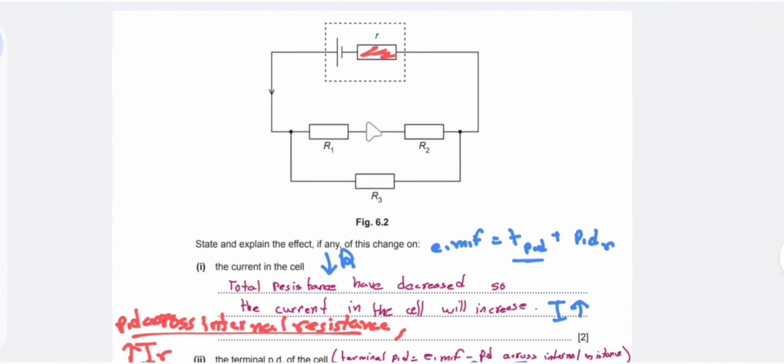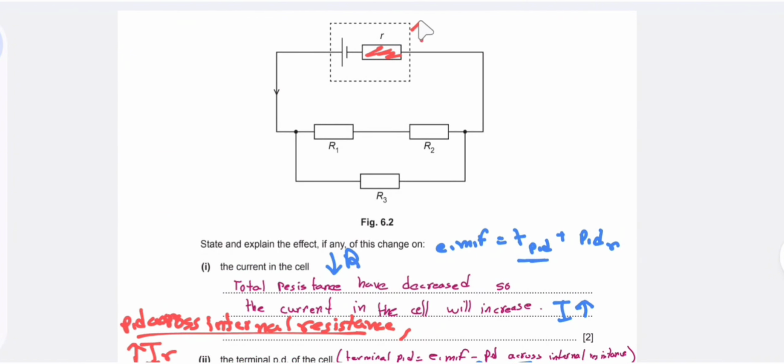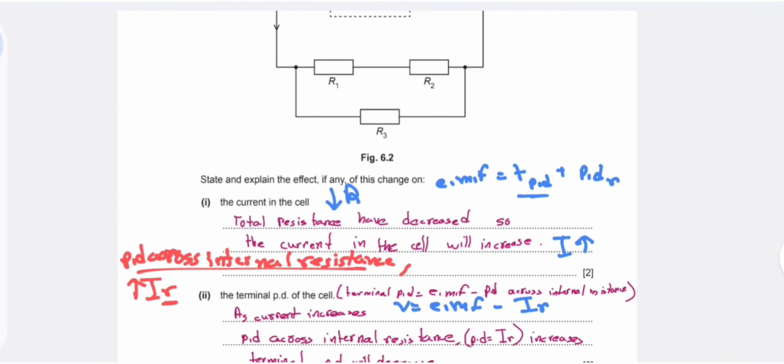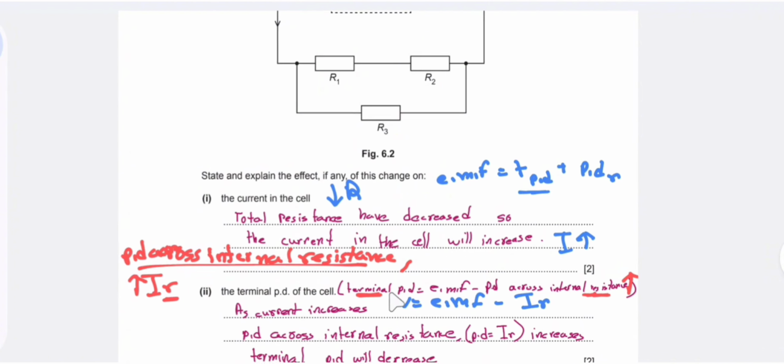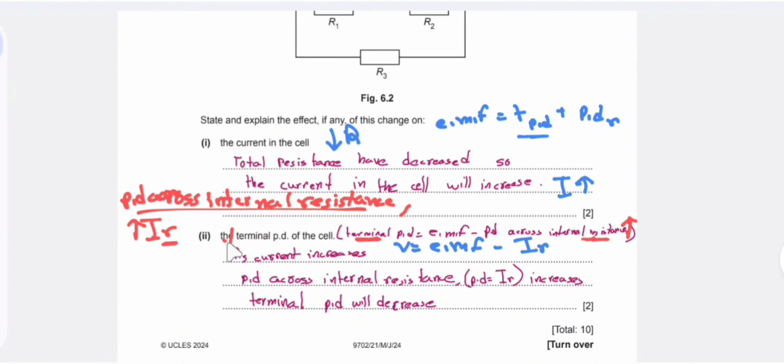since the current has increased, the potential difference across the internal resistance increases. Since the potential difference across the internal resistance increases and the EMF is the same, EMF minus the potential difference would give a lower value. Therefore, the terminal potential difference must decrease.